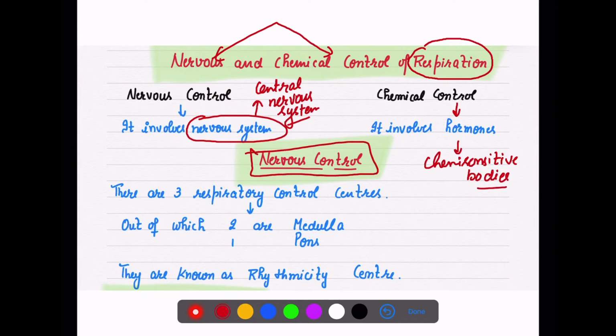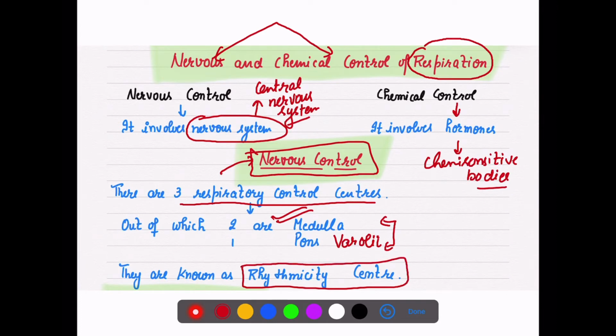Now for regulation of respiration and nervous control, there are three respiratory control centers. Two are present in the medulla, and one is present in the pons varolii, right? All of you are aware that these are parts of the central nervous system, and they are known as the main rhythmicity centers or rhythmic centers for respiration. So here we are talking about nervous control, and we have three respiratory control centers, two on the medulla and one on the pons, and they are known as the rhythmic centers.